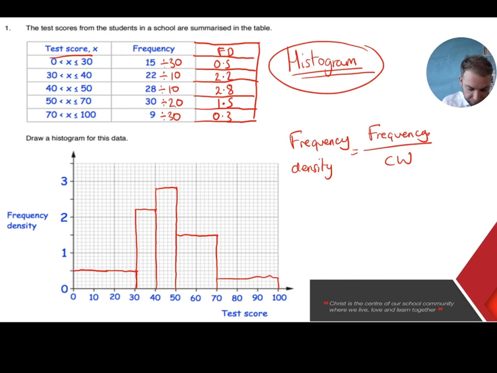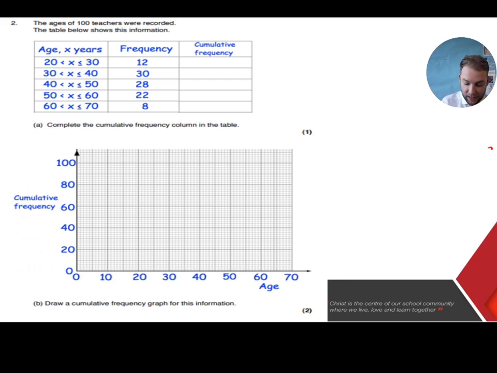Okay, so next up, we're going to be looking at our cumulative frequency now. Remember, cumulative frequency means the running total. So my running total, the first one is 12. The next one is 12 plus 30, which is 42. The next one is 42 plus 28, which is 70. The next one is 70 plus 22, which is 92. And the last one, 92 plus 8, is 100.